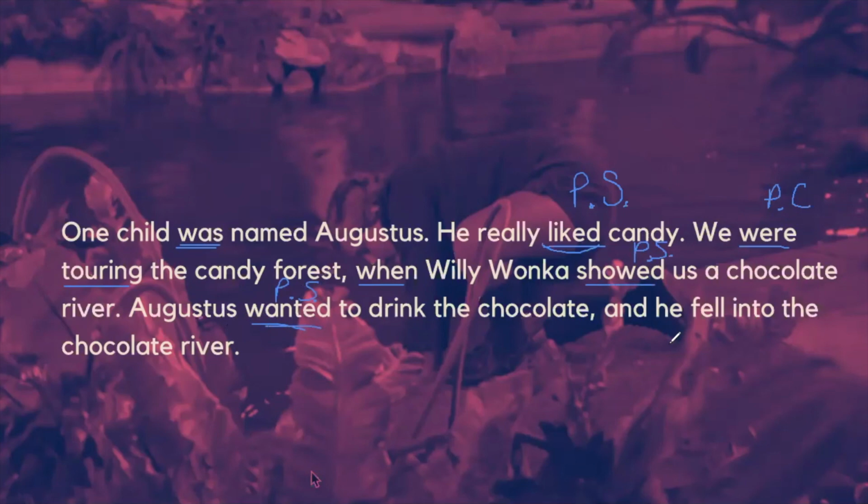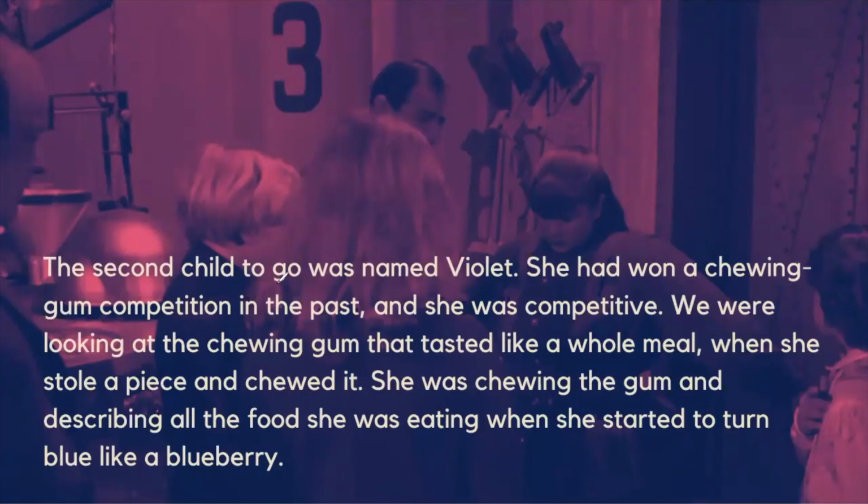He wanted to drink the chocolate. He fell into the chocolate river. He yelled for help. The second child to go was named Violet. Again, he doesn't know if she's alive, so he uses past simple. She had won a chewing gum competition in the past. Okay, this happened before they were at the factory. So this will be past perfect. And she was competitive. In this moment, she was a competitive person. Describing someone, we will just say she was.